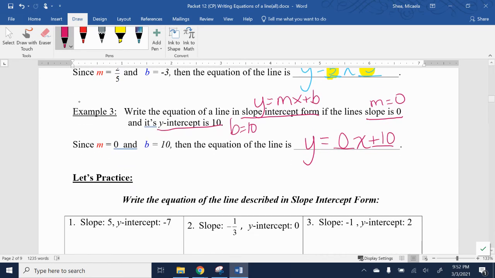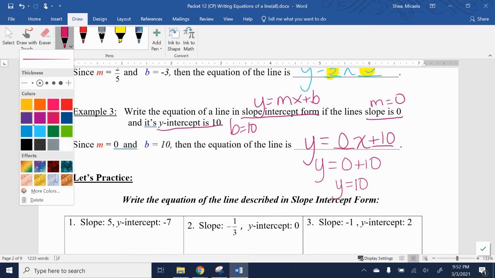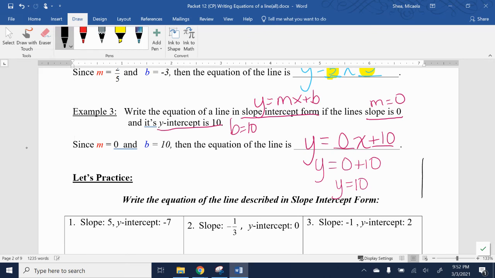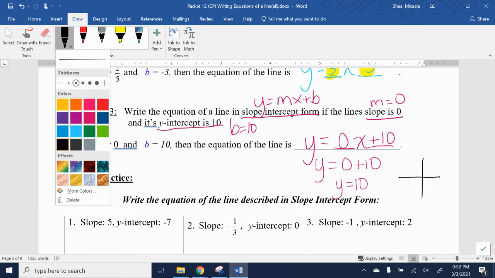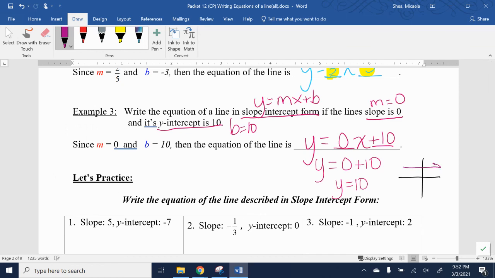Okay. We can simplify this a little bit because we know that 0 times any number is going to be 0. So 0 times x is 0. So y equals 0 plus 10. And we can simplify this further by saying 0 plus 10 is 10. So this ends up being what it would graph like. This is actually an equation that would give us a horizontal line. Okay, and the horizontal line only goes through the y-axis.